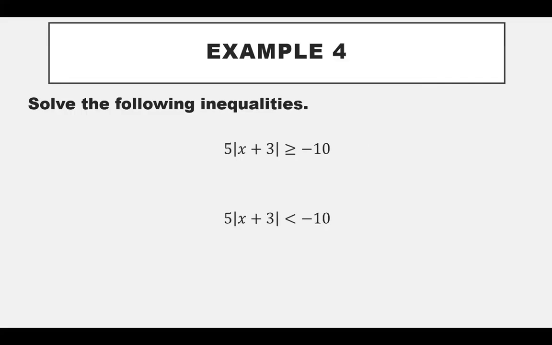Let's try another example. Let's look here at example 4, where we have 5 times the absolute value of x plus 3 is greater than or equal to negative 10. And then the other equation is 5 times the absolute value of x plus 3 is less than negative 10. If you want to push pause on this video and try these on your own, then that would be a good thing to do. I will do these in a couple of seconds.